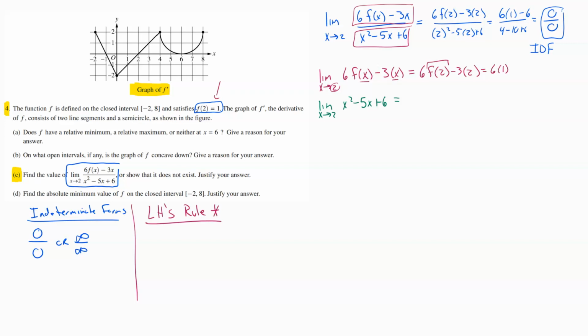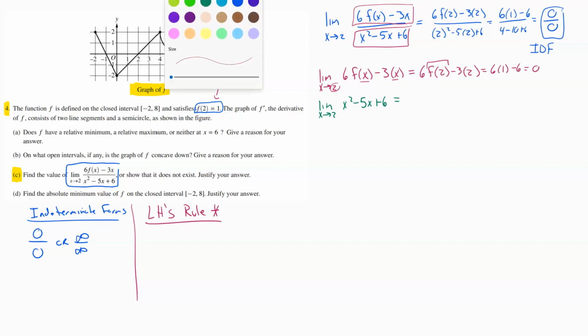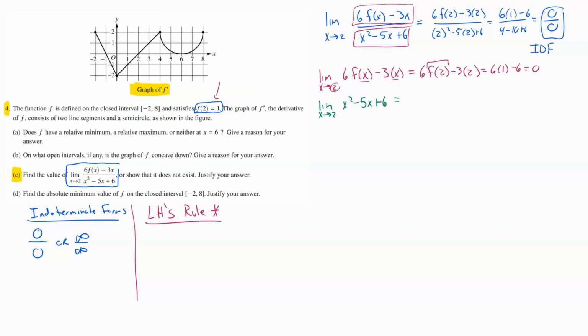So that was 6 times 1 minus 6. That gives us 0. On the bottom then, we're also going to go ahead and plug this in. And now we get 2 squared minus 5 times 2 plus 6. That's going to get us 4 minus 10 plus 6, which also gives us 0.